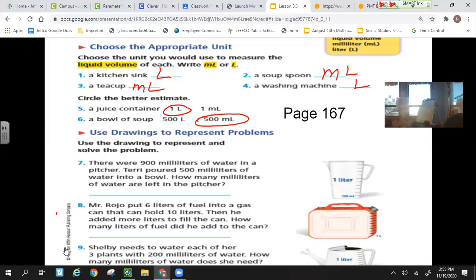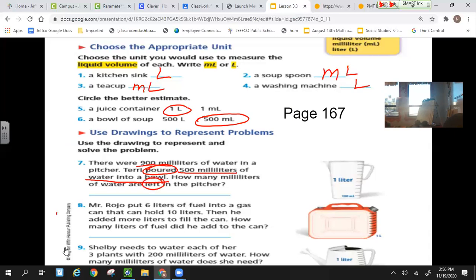All right, our last success criteria was solving word problems using these units. So let's do a couple together and then I'll let you do a couple and we'll see how far we get. There were 900 milliliters of water in a pitcher. Terry poured, here's your key word, poured 500 milliliters of water into a bowl. Be careful, visualize. You have 4 operations to choose from. How many milliliters of water are left in the pitcher?